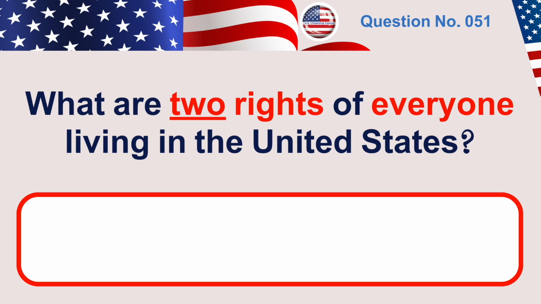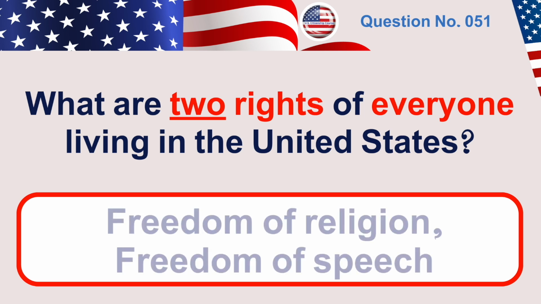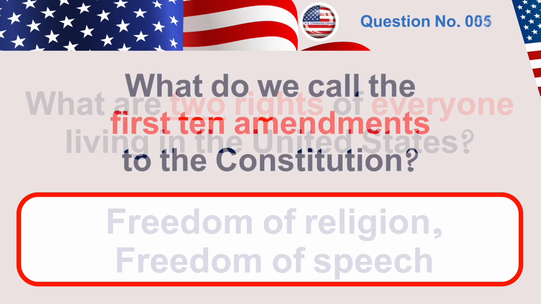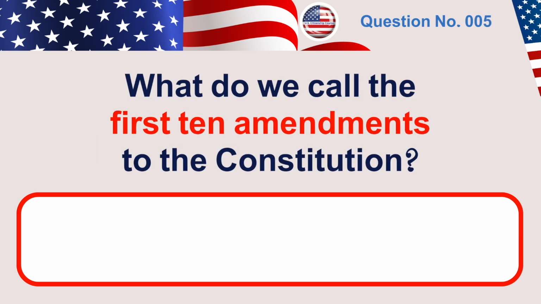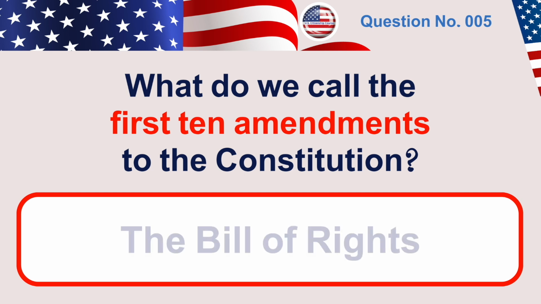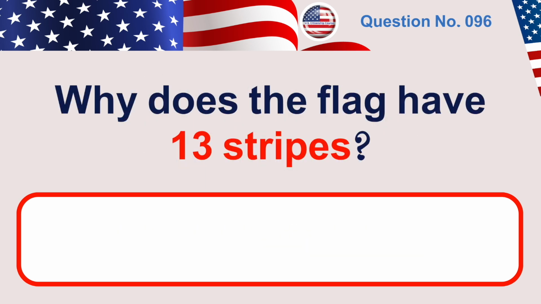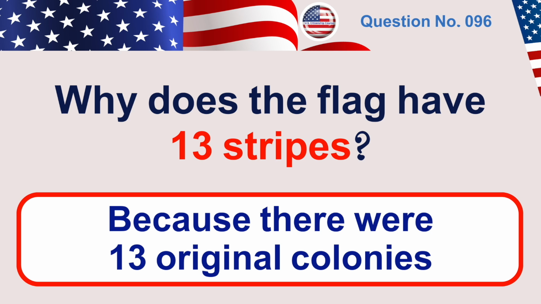What are two rights of everyone living in the United States? Freedom of religion, freedom of speech. What do we call the first 10 amendments to the Constitution? The Bill of Rights. Why does the flag have 13 stripes? Because there were 13 original colonies.